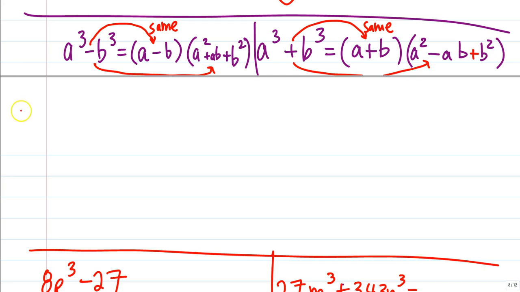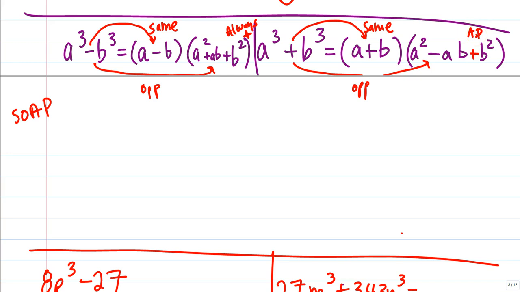I've heard some teachers refer to these as SOAP questions. SOAP meaning that the S is same, opposite, always positive. So if it's a cubed minus b cubed, when I go to the first group, that sign is the same, a minus b. The second one over here is positive, that is opposite. And the b squared at the end is always a positive. Same here. If it's a cubed plus b cubed, it is factorable. The first group is the same. The second sign is opposite. And the last is always positive.